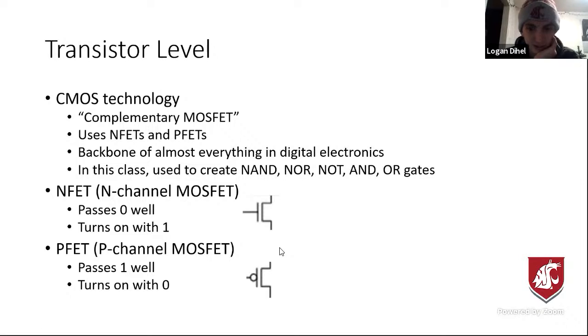So transistors. We have CMOS technology, which stands for complementary MOSFET technology, and it uses NFETs and PFETs to make up different circuits. Here's the NFET, there's the symbol. It passes a 0 well and it turns on with a 1. So when we put a 1 on the gate, this is like a closed switch. And the PFET's the opposite. When we put a 0 on the gate, it's going to pass that 1 through it.